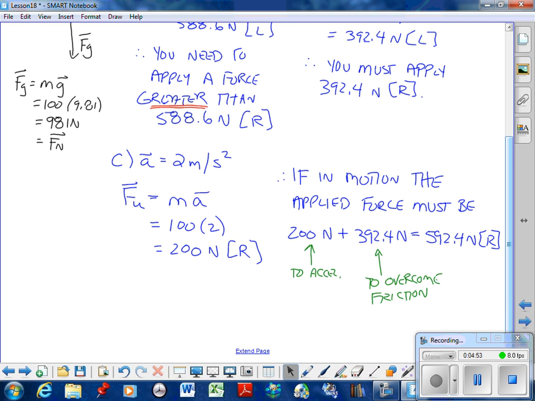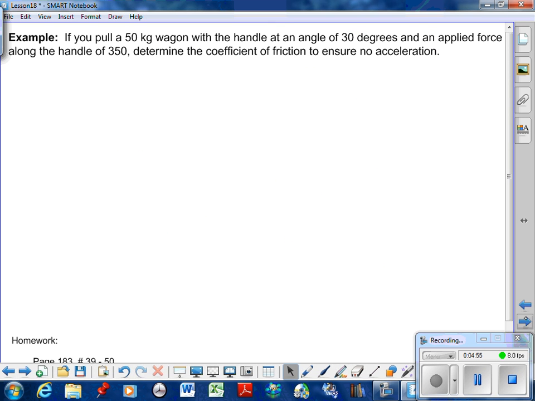All right, final example. If you pull a 50 kilogram wagon with the handle at an angle of 30 degrees and an applied force along the handle of 350, that should be newtons. Determine the coefficient of friction to ensure no acceleration. So here's our wagon. What do we know?